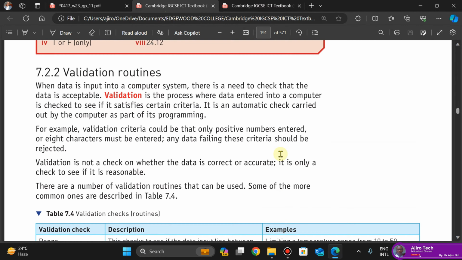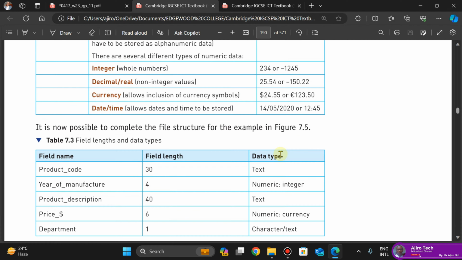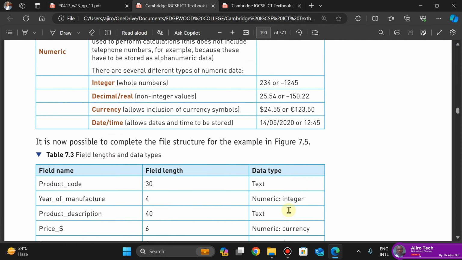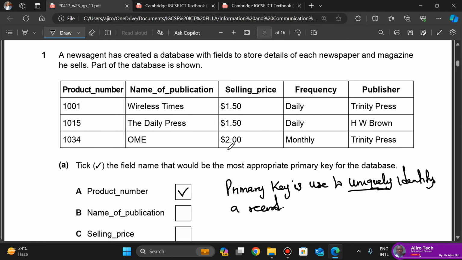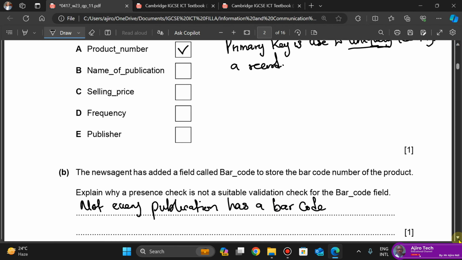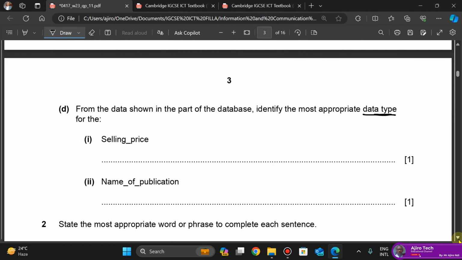When it comes to currency, you see right here, when there's no currency symbol, it becomes decimal. But the moment there's a currency symbol, the currency overrides the decimal. Please take note of this. Do you understand? All right. So this is why we're using currency, because of the currency symbol. So this is going to be numeric, currency.